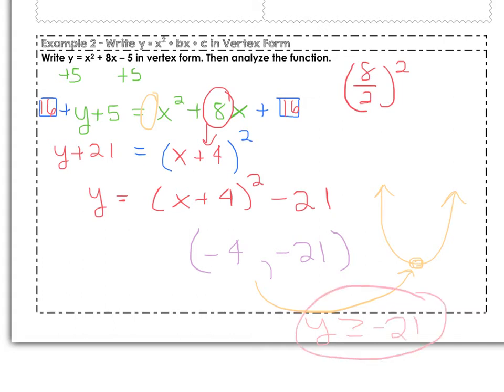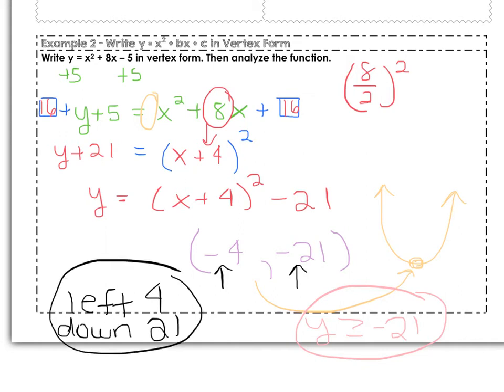I want you to start to recognize how much information you can gather just by looking at an equation. Another piece of information is that I can tell you we are going to move to the left 4 units, and we moved down 21 units. Remember, these transformations are always in comparison to our parent function.